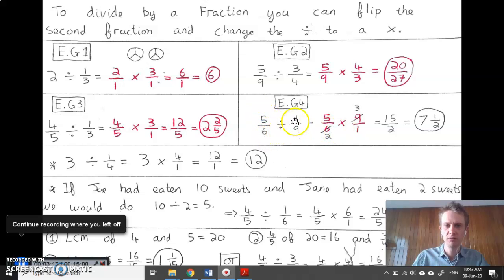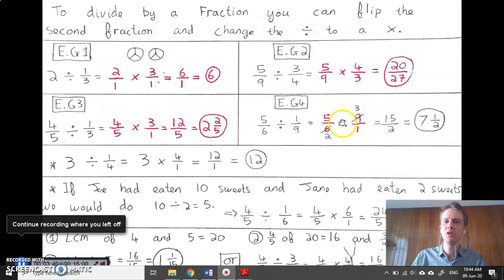5 over 6 divided by 1 over 9. Flip your second fraction, change the division to a multiplication. And here, you should be cancelling that factor of 3. 9 divided by 3 is 3. 6 divided by 3 is 2. 5 times 3 is 15. 2 times 1 is 2. 15 over 2. 15 divided by 2 goes 7 times remainder 1.